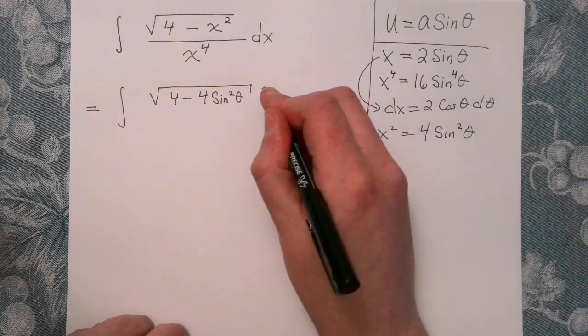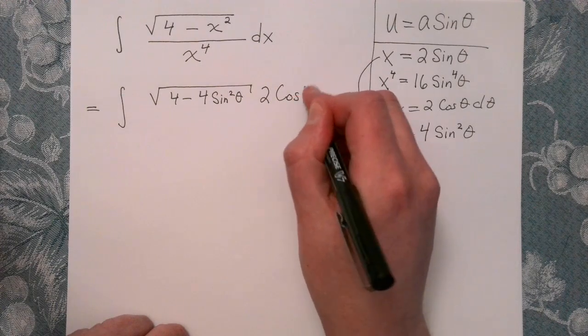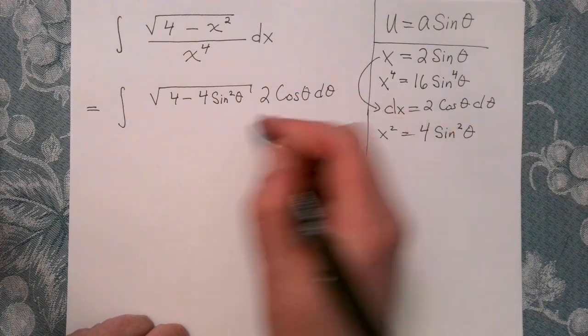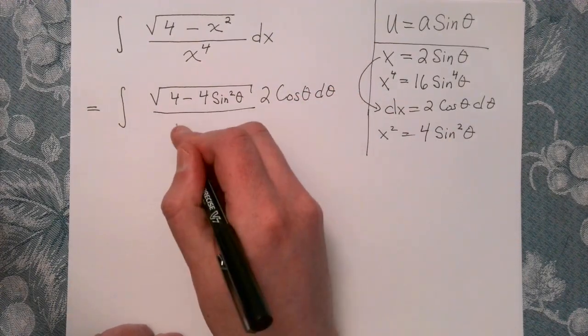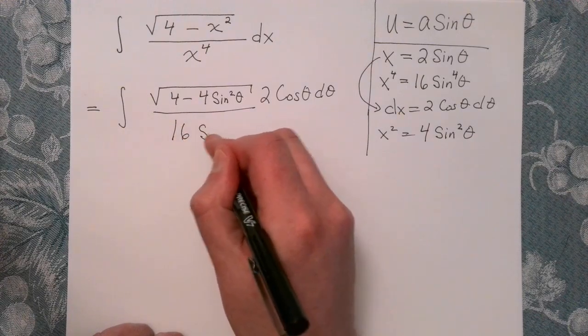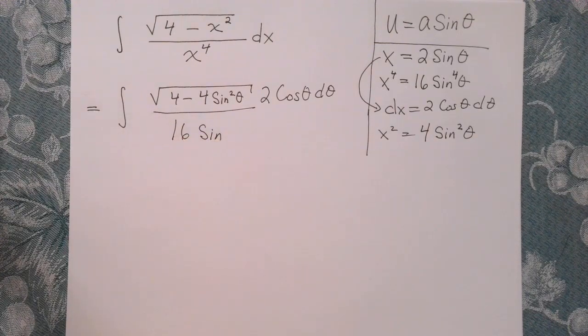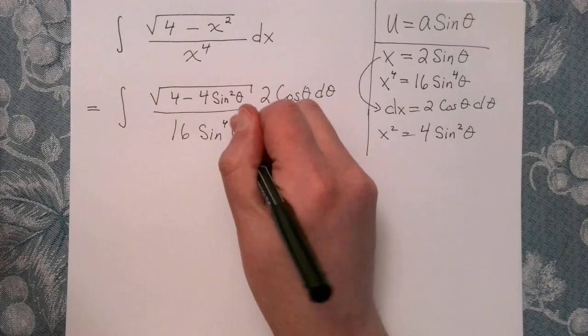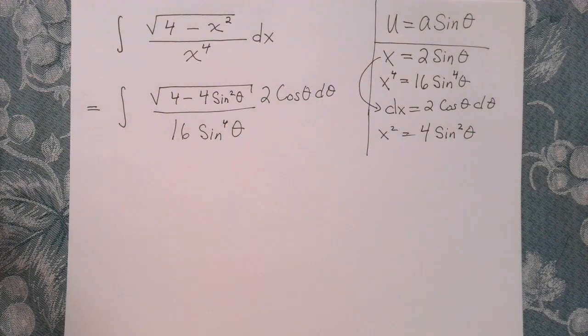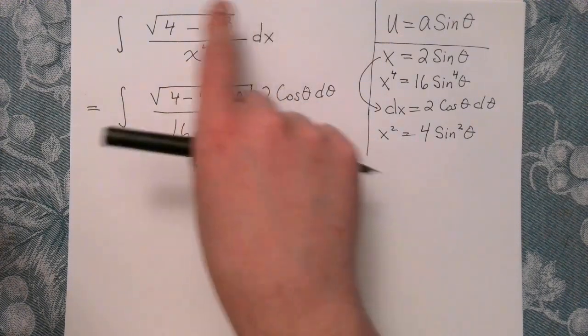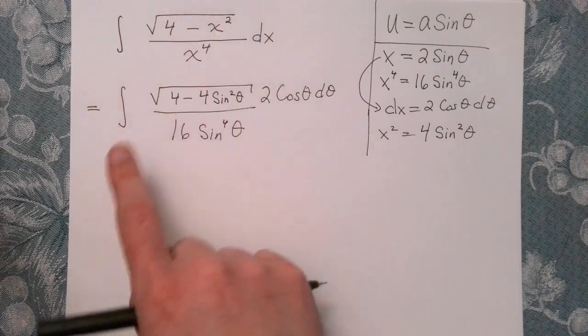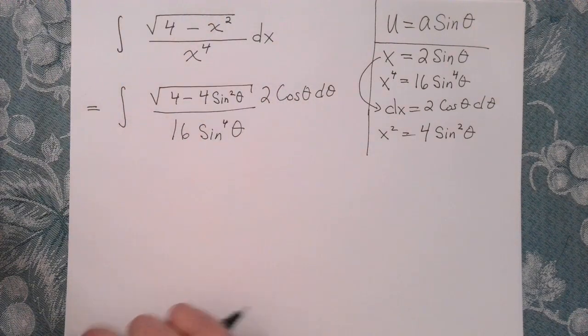Now dx we said was equal to 2 cosine of theta d theta. So I'm happy about that. And then downstairs we've got this 16 sine to the fourth of theta. Okay, so everything has been substituted. All my x stuff is written in terms of theta stuff informally, right?